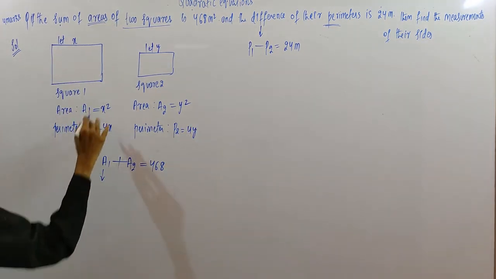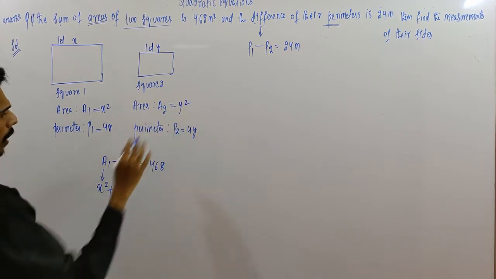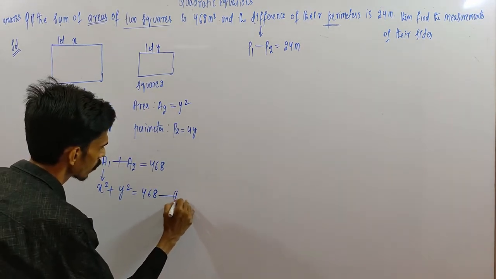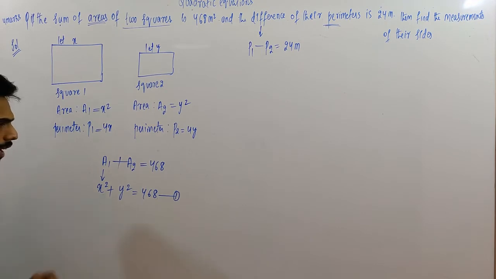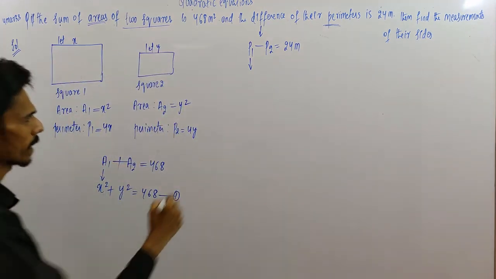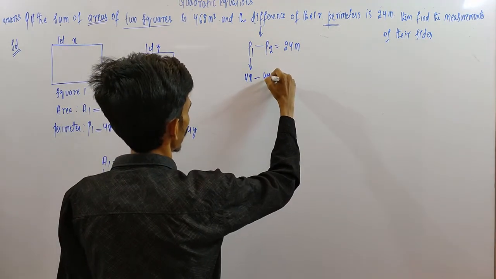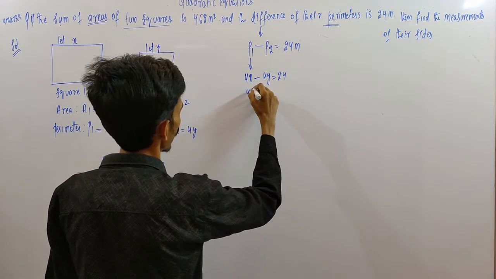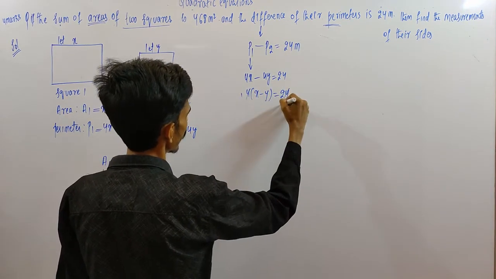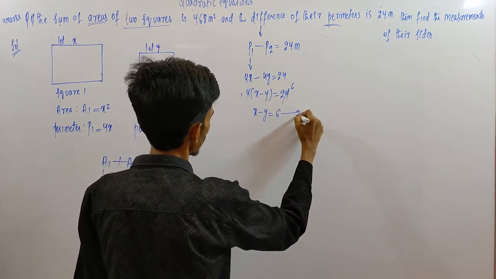Now we have A1 value as x square, A2 value as y square, and we have 468. Let us take this as equation 1. We have two variables x and y, one equation. Here we have perimeter. Perimeter 1 is 4x minus perimeter 2, 4y, is equal to 24. Take 4 common. We have x minus y is equal to 24 by 4. 4 ones are 4, 4 sixes are 24. So it will become x minus y is equal to 6. Let us take this as equation 2.